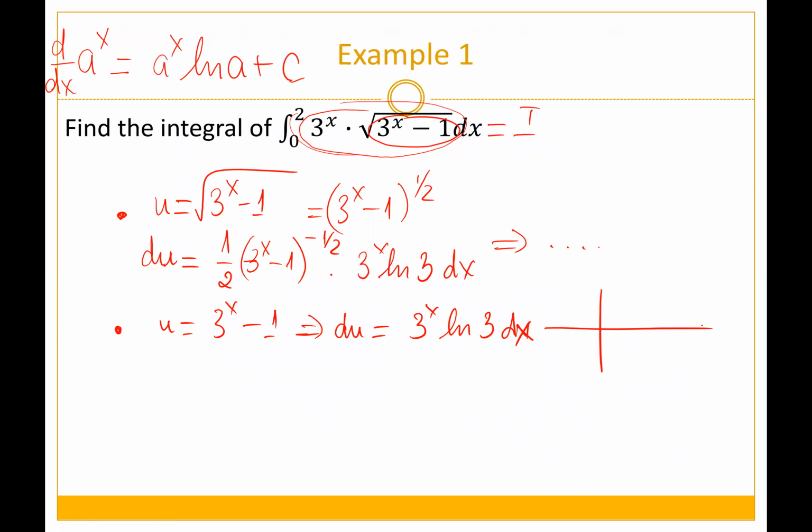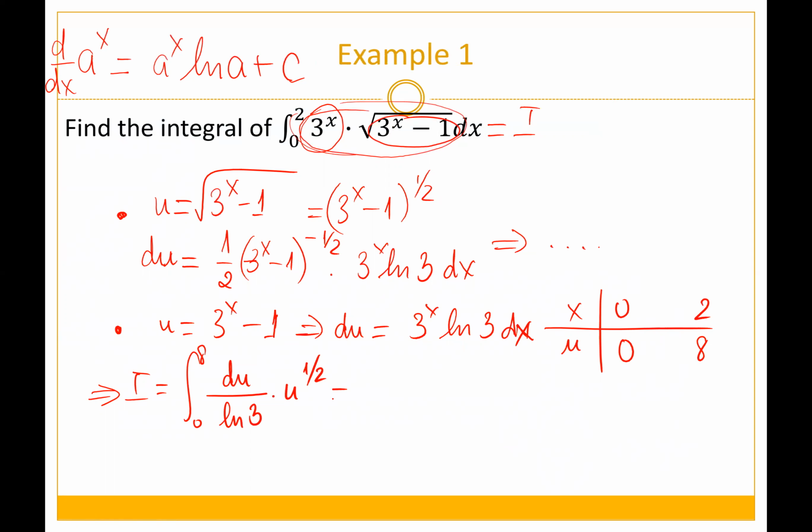Now you also need to do the change of variable. You have 0 to 2. When x equals 0, u is equal to 3^0 minus 1, which is 0. When x is equal to 2, u is 3^2 minus 1, which is 8. Then I is going to equal the integral from 0 to 8. Now we try to represent 3^x dx in terms of u. It's going to equal du over ln 3 times u^(1/2). Now it will be easy to find the integral.